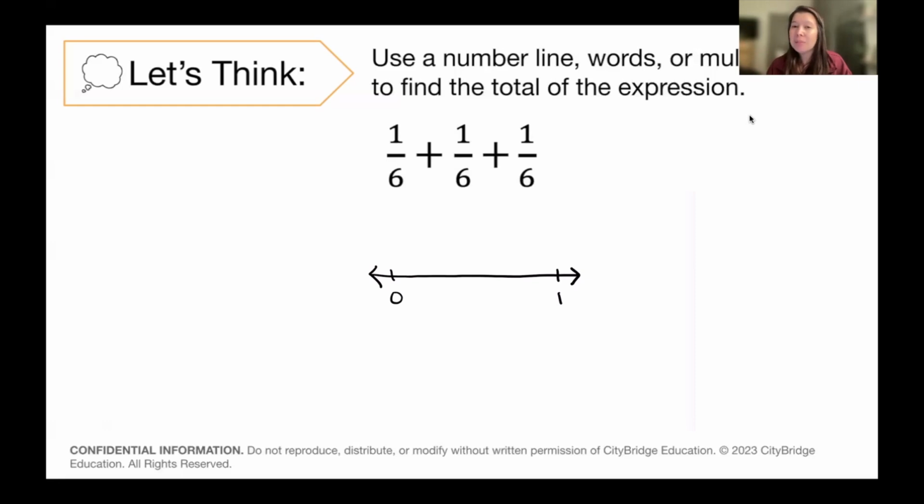That's right, it's going to be split into 6 equal parts because we see the fraction here, 1/6. So let's go ahead and split this number line into 6 equal parts, which means we're going to make 5 cuts on our number line. 1, 2, 3, 4, 5.